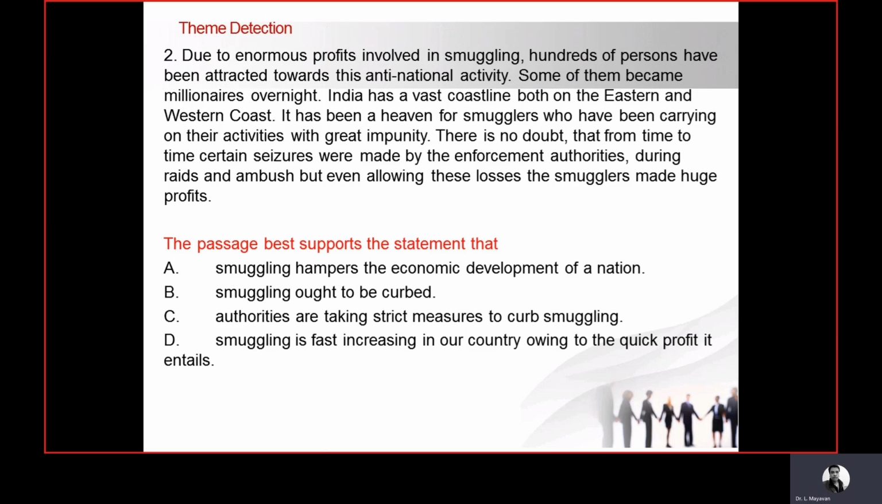Look at the last line of the passage. Even allowing for losses during raids and ambushes, the smugglers make huge profits out of smuggling. So smuggling is fast increasing in our country owing to the quick profit it entails. That is the right option. Option D is the correct one.